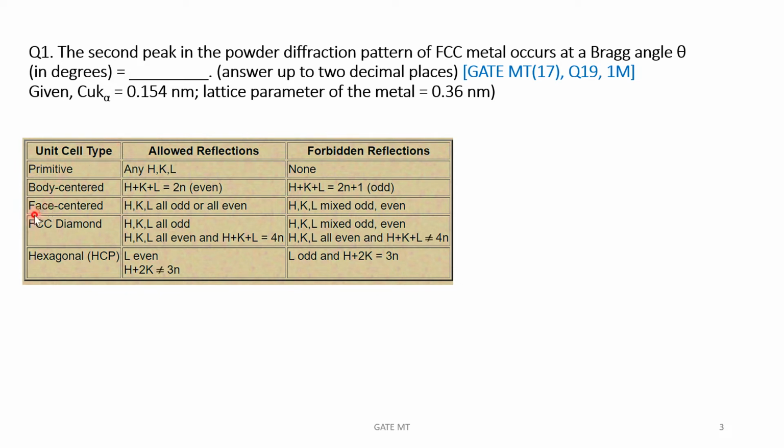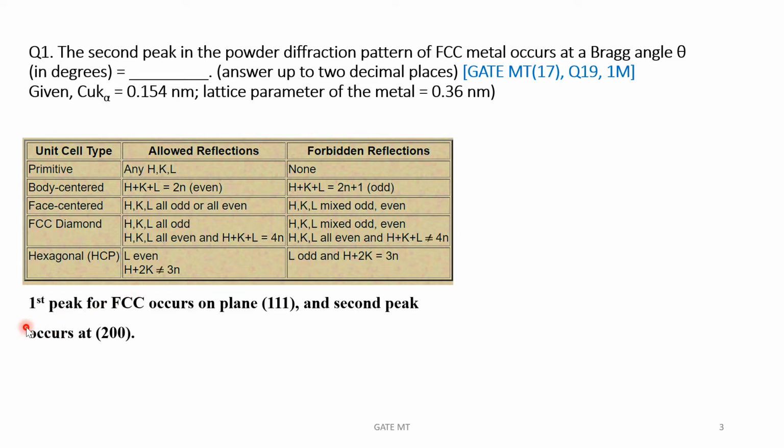If you see the third row, for a face-centered unit cell, HKL will be all odd or all even, and whenever HKL is mixed odd and even, it is a forbidden reflection. HKL denotes the Miller indices of the plane under consideration, and whenever we are talking about extinction rules, remember that zero is considered even. So which plane denotes the first 2 theta value? It will be 1, 1, 1. That is the all odd case. What is the next case? It will be 2, 0, 0. That is an all even set, right? Therefore, the first peak of FCC occurs on the plane 1, 1, 1. The second peak will occur at 2, 0, 0.